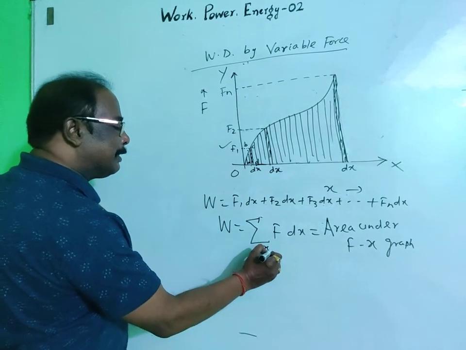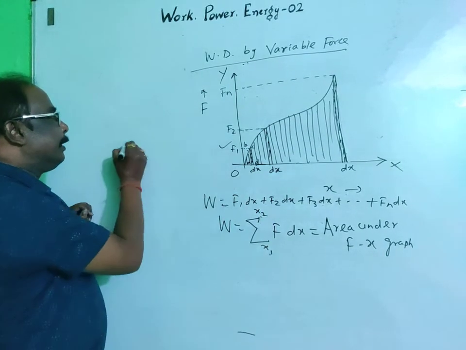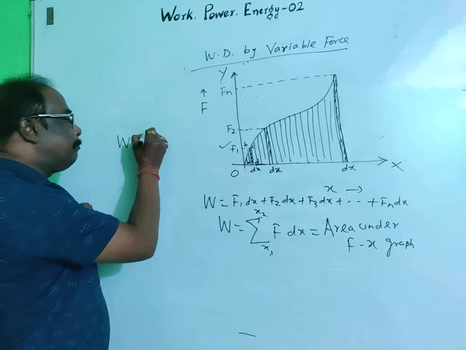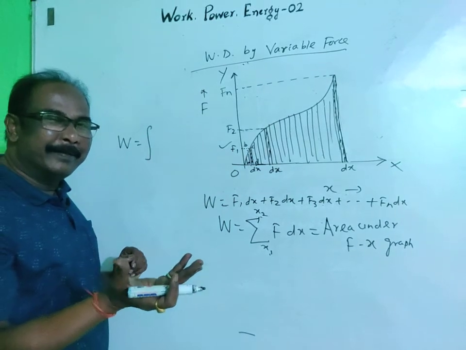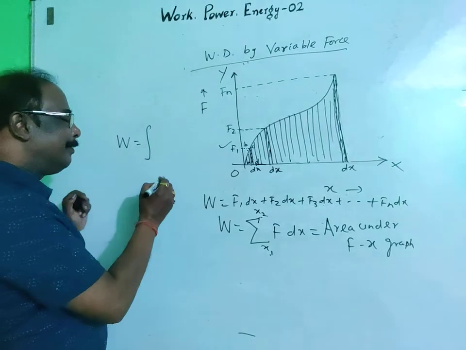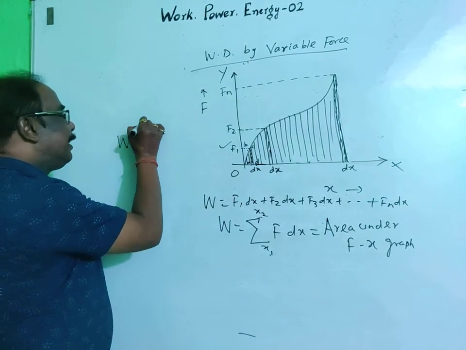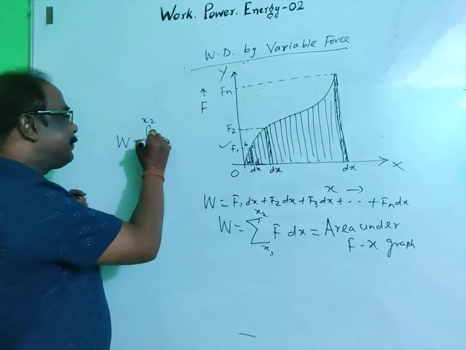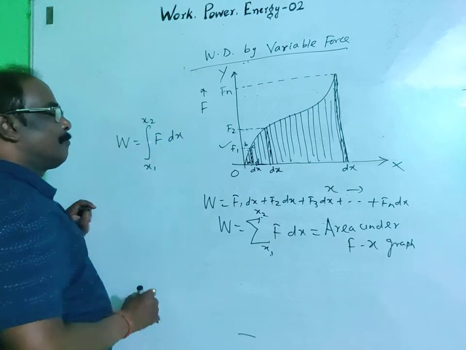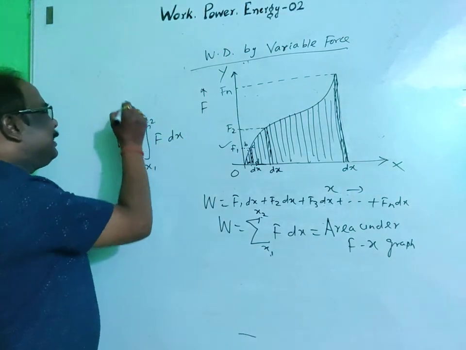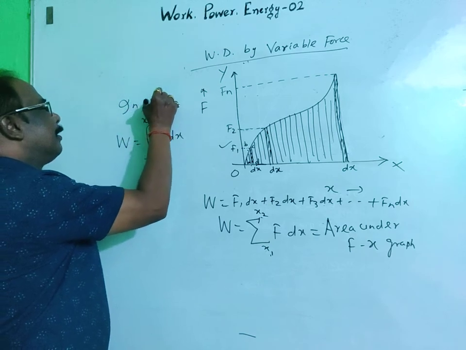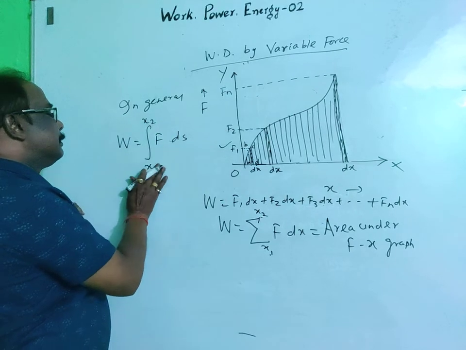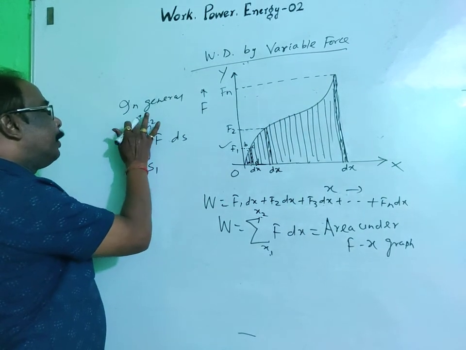Let's consider displacement is from x1 to x2. Then work can be calculated in this way, sum or integration, same thing. Then limit of displacement varies from x1 to x2. Lower limit is x1, upper limit is x2, and the integration of f dx. So in general, work is equal to integration of f ds, and limit varies from s1 to s2.